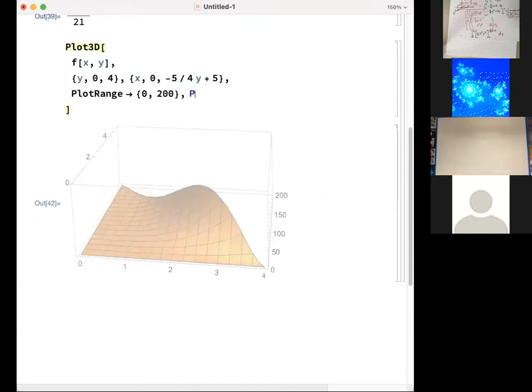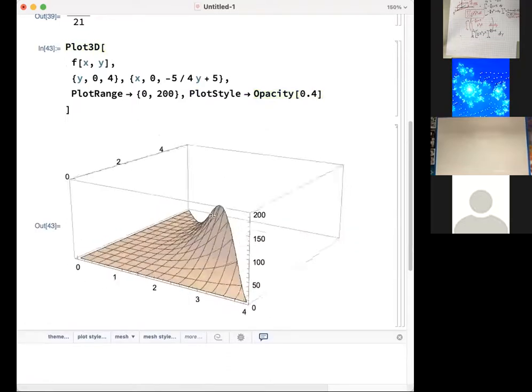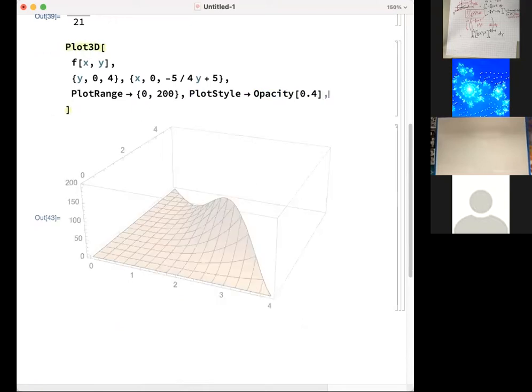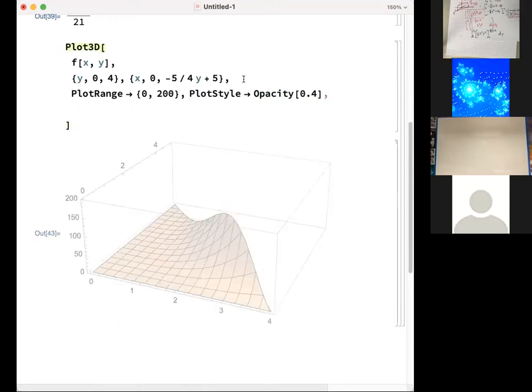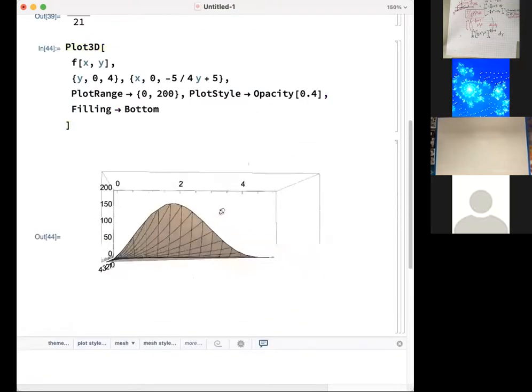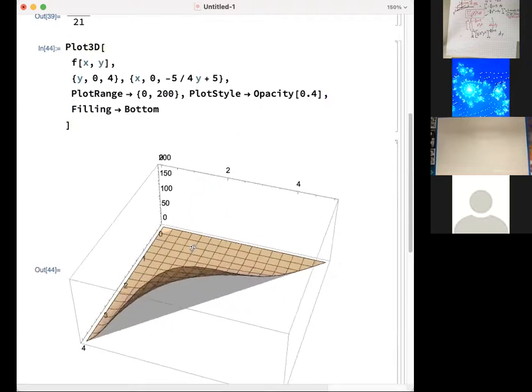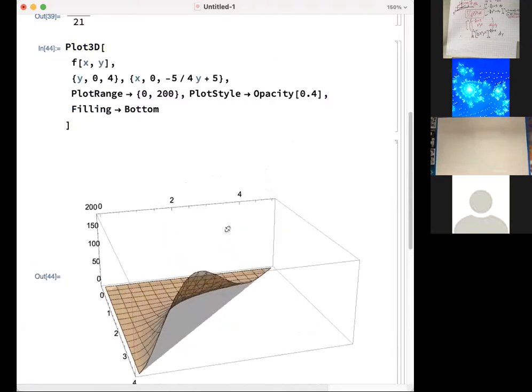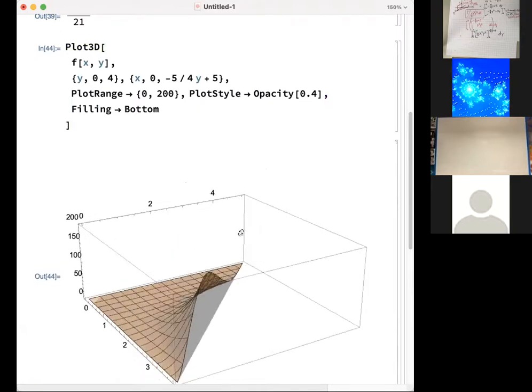I can do a plot style of, let's try, opacity of 0.4. And the reason I want to do some opacity is because I'm going to do a fancier thing here called filling bottom. And it kind of draws me the region underneath here, kind of shading. What it does is it creates a shading underneath that surface.